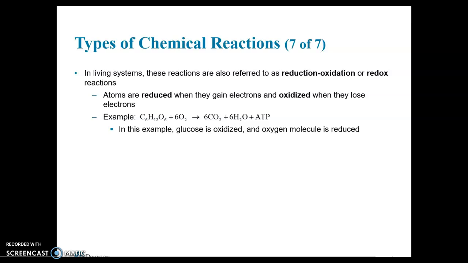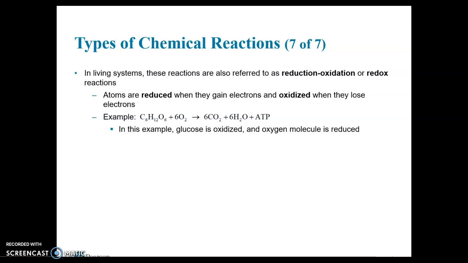We also need to talk about oxidation reduction reactions. They're also called redox reactions. I'm laughing because I call them oxidation reduction reactions, and they've written it here, reduction oxidation reactions. I guess so you can see where the word redox comes from.